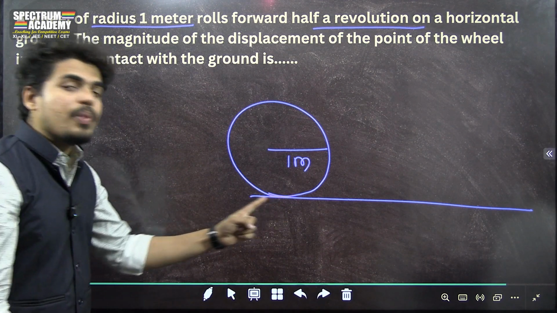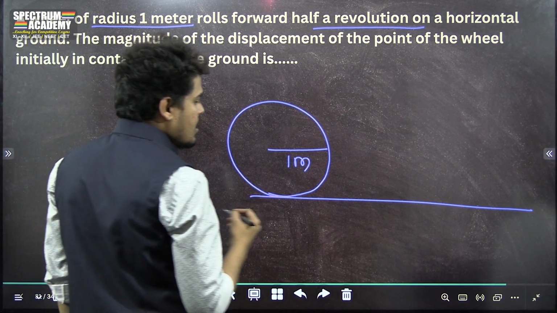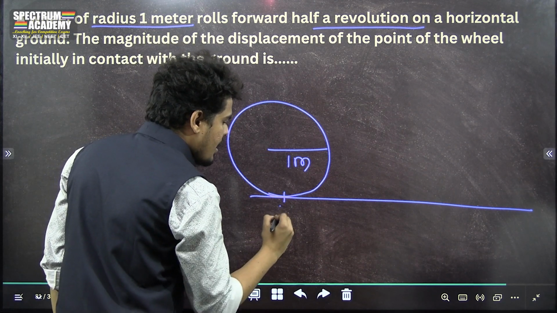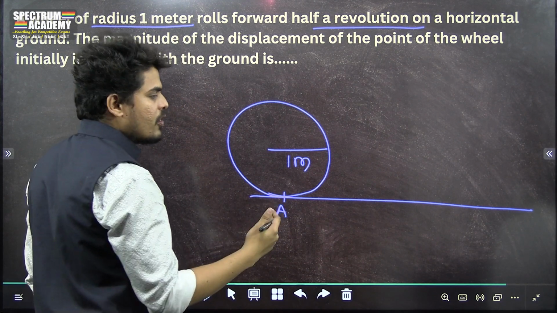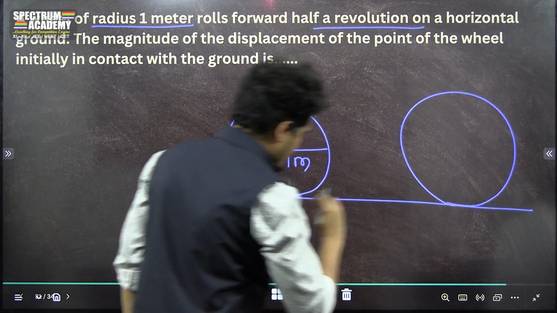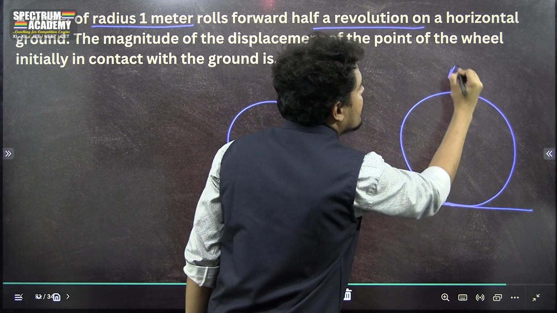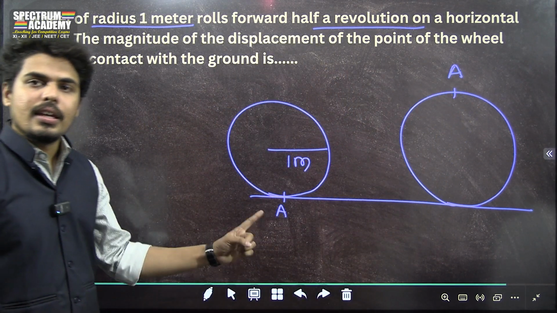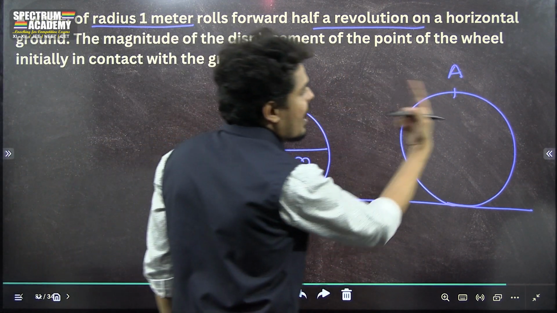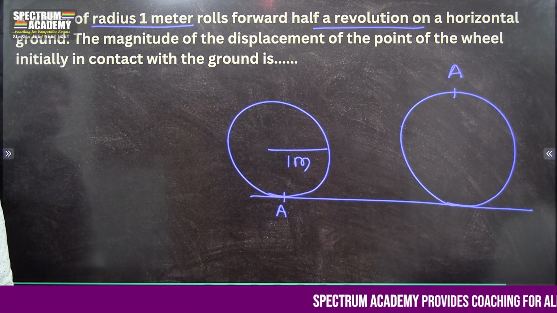It is just completing half a revolution. यानी अगर मेरे पास पॉइंट ए इधर है, आफ्टर हाफ रिवोल्यूशन पॉइंट ए कहां पर आ जाना चाहिए? हाफ रिवोल्यूशन के बाद पॉइंट ए ऊपर आ जाएगा, यानी पॉइंट ए यहां पर है। इनिशियली पॉइंट ए इधर था, at the final motion the point A is on the top of the wheel.